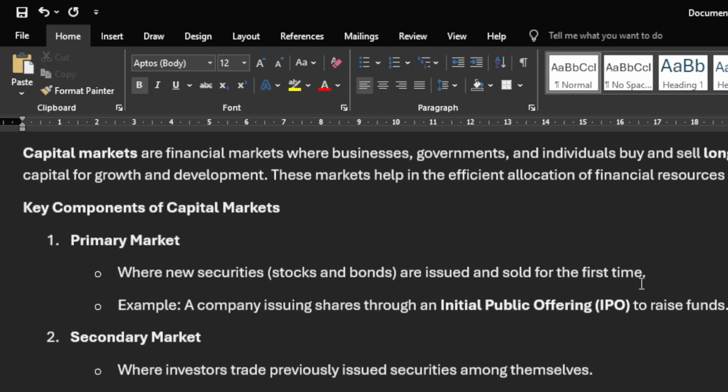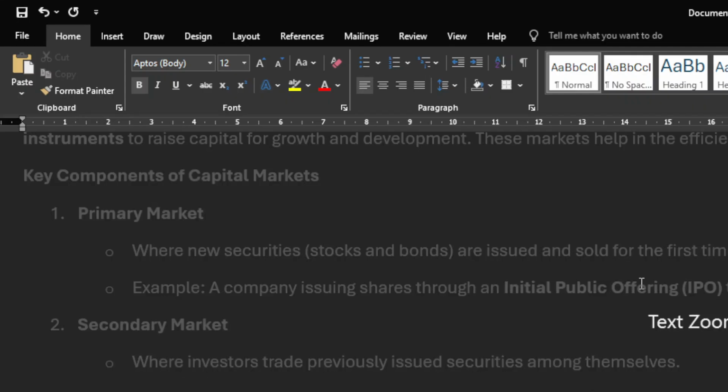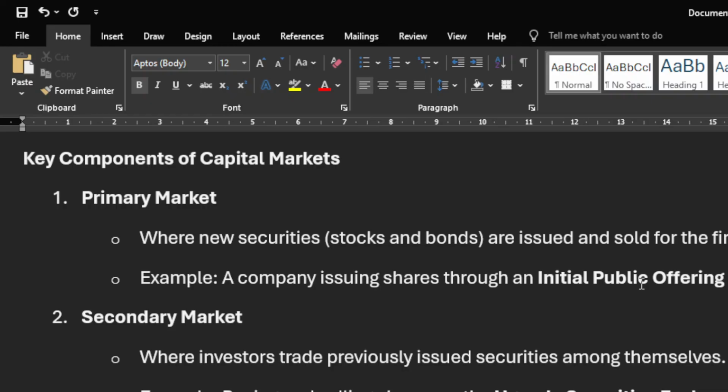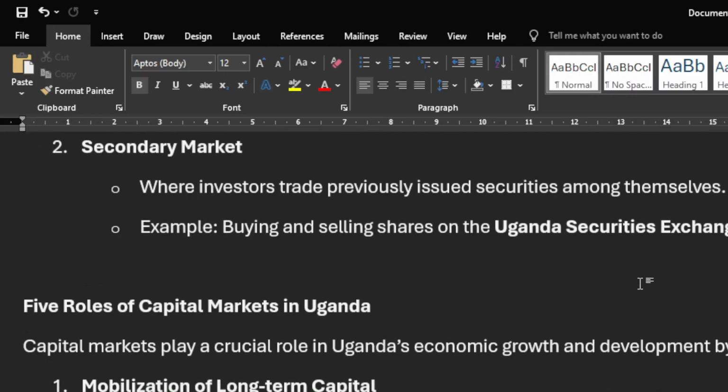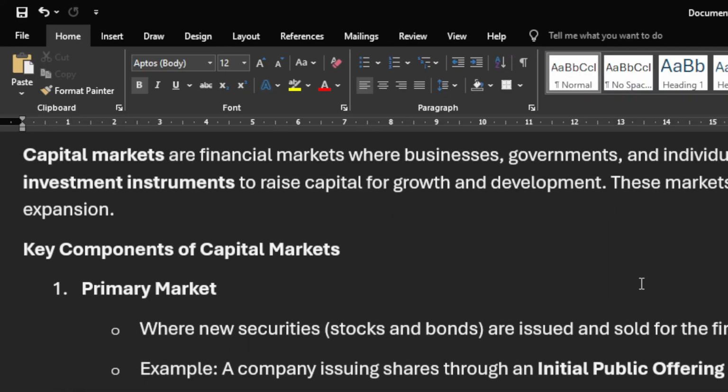We have two major capital markets, and that is the primary market and the secondary market. What are primary markets? Primary markets are where securities are issued and sold for the first time, for example, a company issuing shares through an initial public offering to raise funds. Primary is the initial buyer. The secondary market is where investors trade previously issued securities among themselves, buying and selling shares on the Uganda Securities Exchange. If you're answering the question, you don't necessarily need to put this, but I was giving you the background.